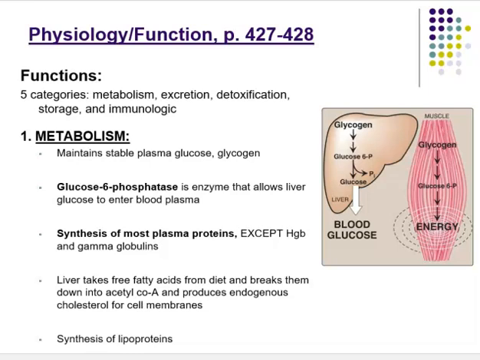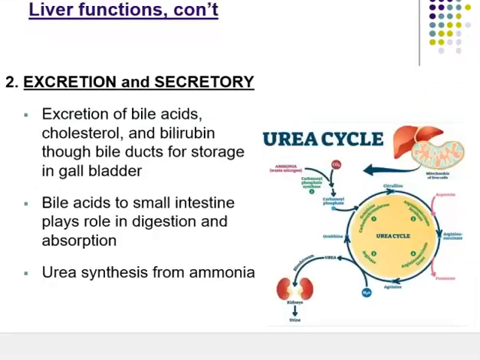So this breakdown of our fatty acids to acetyl-CoA produces endogenous cholesterol for cell membranes. The liver also helps with the synthesis of lipoproteins. Now let's talk about the excretion or secretory functions of the liver. The liver can excrete bile acids, cholesterol, and bilirubin through bile ducts for storage in the gallbladder. Bile acids can be used in the small intestine and play a role in digestion and absorption.